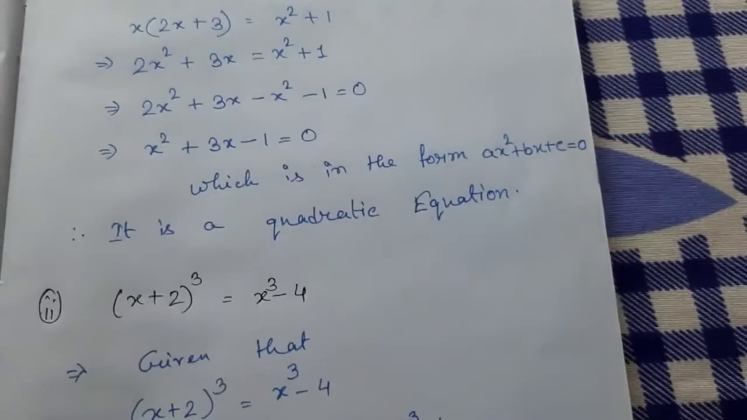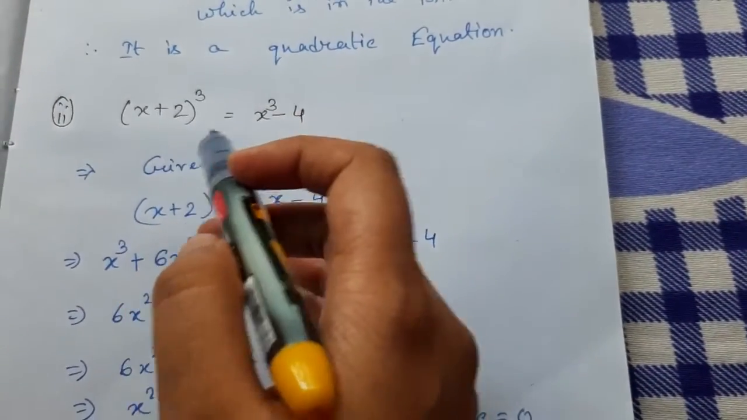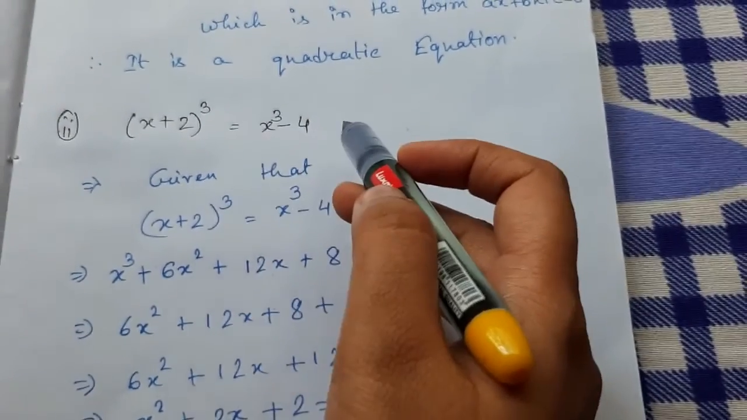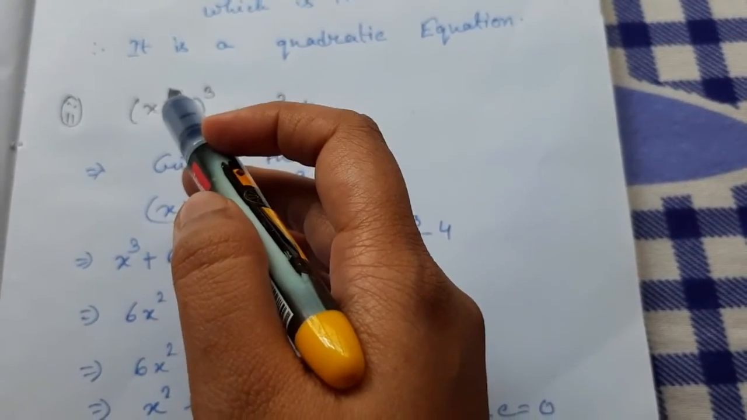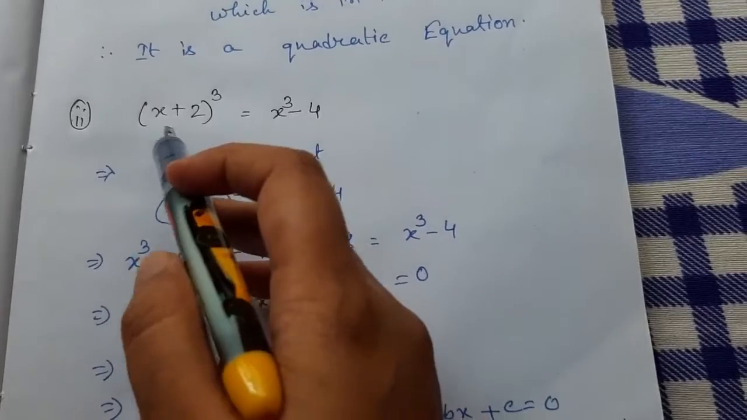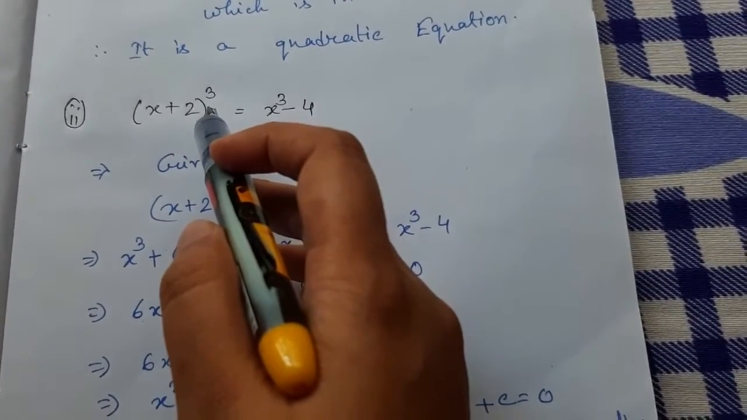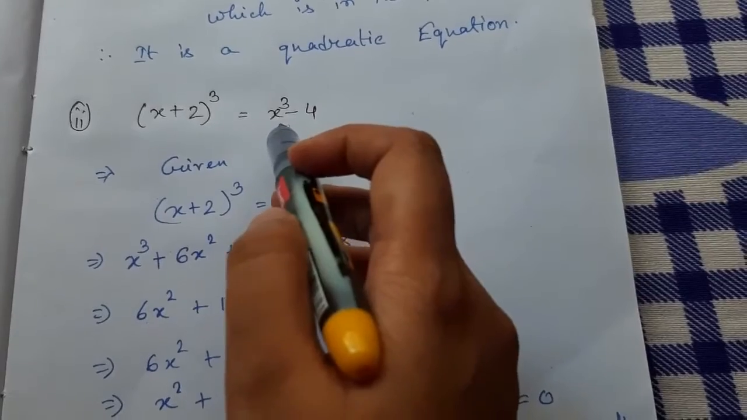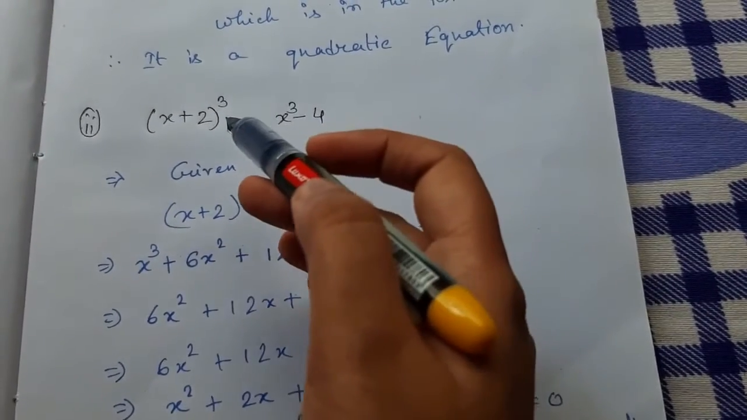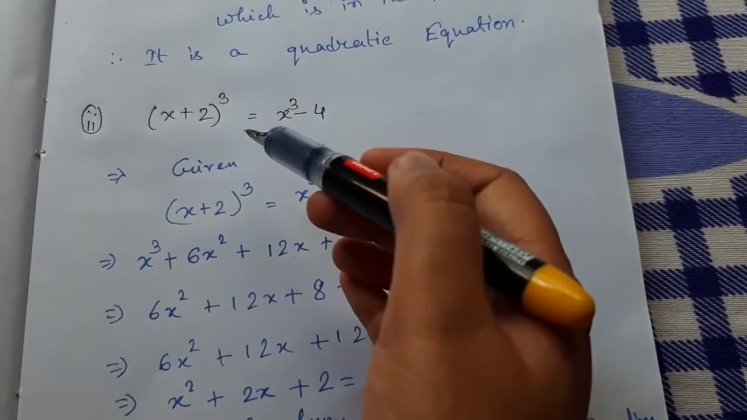Now look at this example. When you are first looking at this example, what can you see? You can see this is a cubic polynomial on the right side. On the left side, it is also a cubic polynomial, right? x plus 2 whole cube. If you expand that one, you will get x cube as the first term. Similarly, here is also x cube minus 4. So if you look at it the first time, you can conclude that this will be a cubic polynomial.